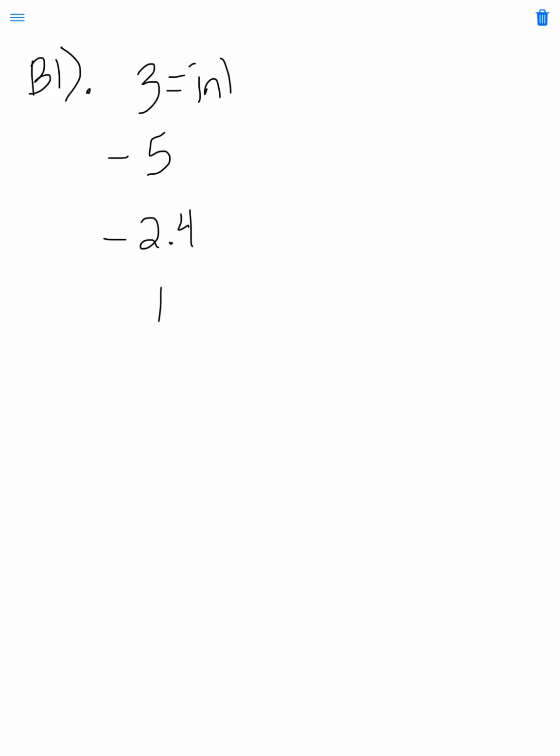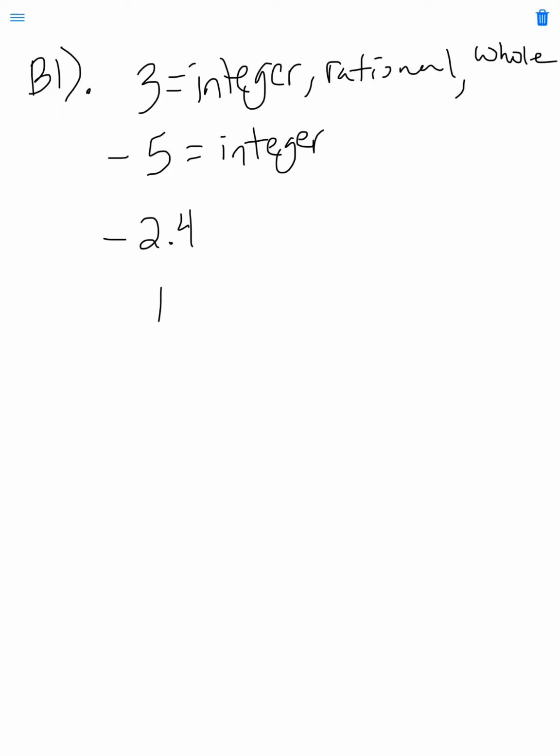3 is an integer. And if it's an integer, obviously it's a rational number. -5 is also an integer. Oh, I forgot, 3 is also a whole number. That's my fault. Whole number, there you go. Integer and rational.